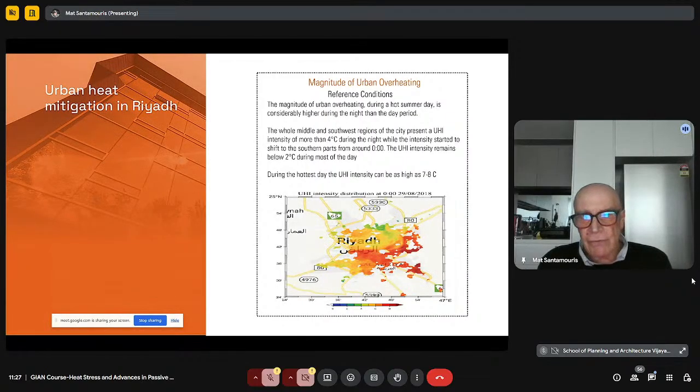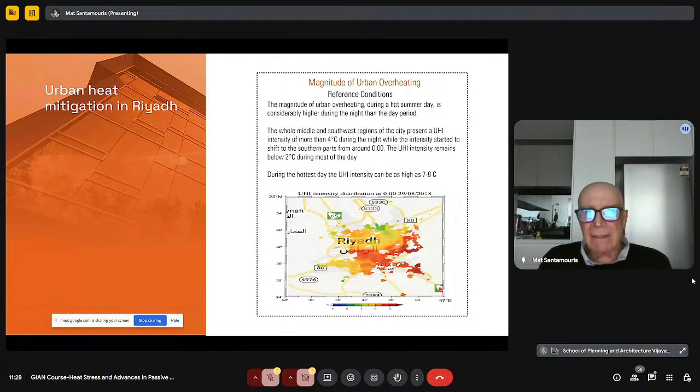And as I showed you before, the whole middle and southwest regions of the city present an urban heat island intensity of more than 4 degrees during the night, while the intensity started to shift to the southern parts from midnight. The intensity remains close to 2 degrees most of the day. During the hottest day of the year, the intensity of the urban heat island is 7 to 8 degrees.